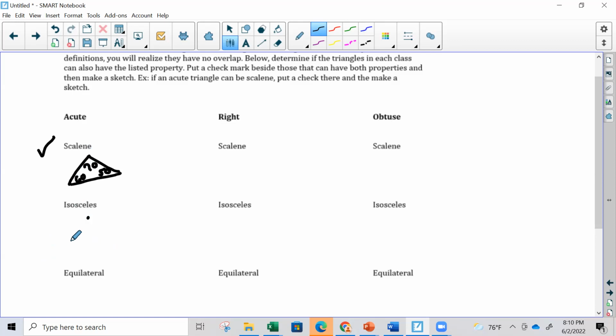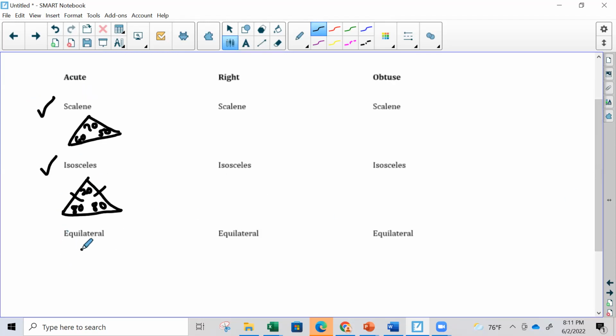An acute triangle could be isosceles. So for an isosceles triangle, I could have my two base angles be 80 and 80, which would give me 160, and then this top angle would be 20. And so that's an example of an isosceles triangle that is acute.